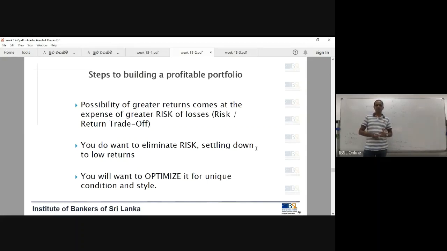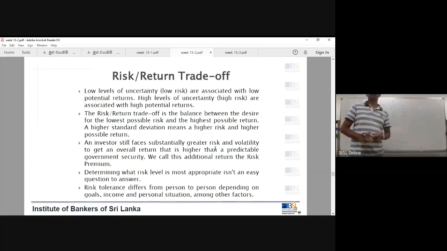You want to eliminate risk, settling down to low returns. So you try to minimize risk and settle down to low returns, or you want to optimize for your unique condition and style. Then the risk return trade-off: low risk, low return; high risk, high return. That is called the risk return trade-off.